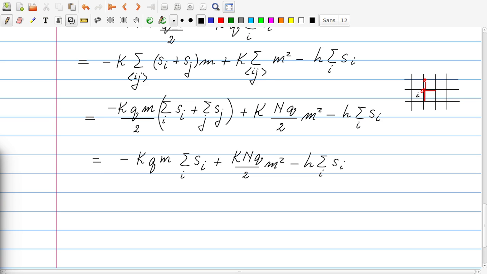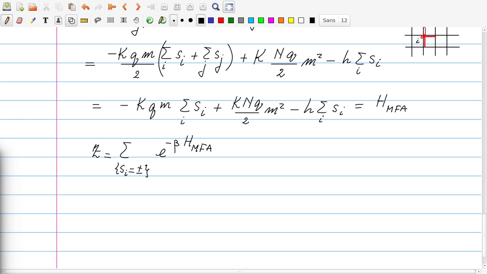So realizing that this sum is the same as that sum, we can move them together. That gets rid of the factor of 2 here, and we have a minus k q m times the sum over the S_i's. Then we have this term and the other term, which are still the same as on the previous line.